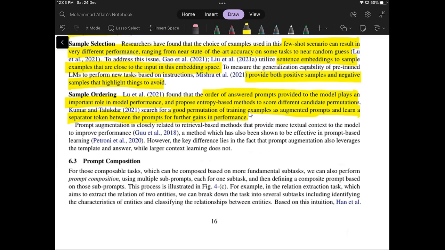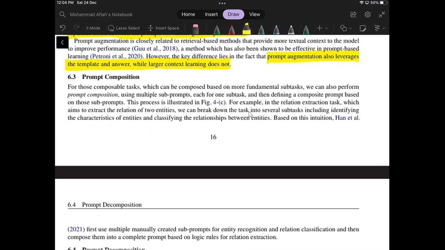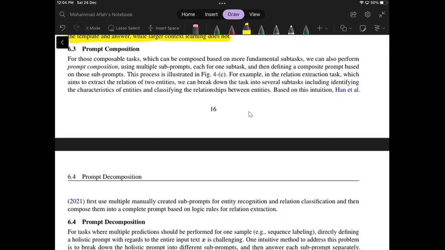Prompt augmentation is closely related to retrieval based methods that provide more textual context to the model to improve performance, a method that has been shown to be effective in prompt based learning. However, the key difference lies in the fact that prompt augmentation also leverages the template and answer, while the in-context learning does not. Again, we're now on to the third one, which is prompt composition.